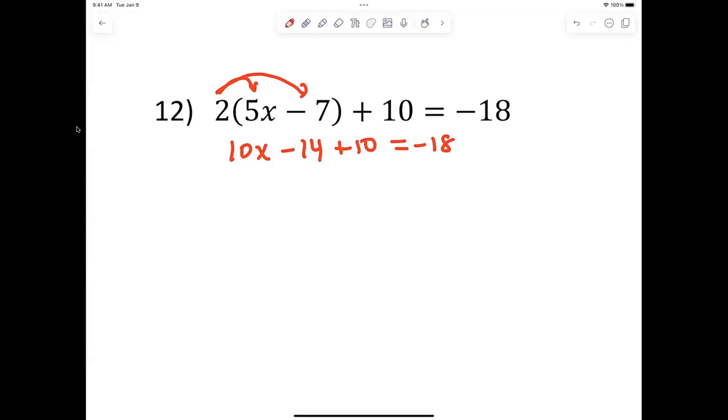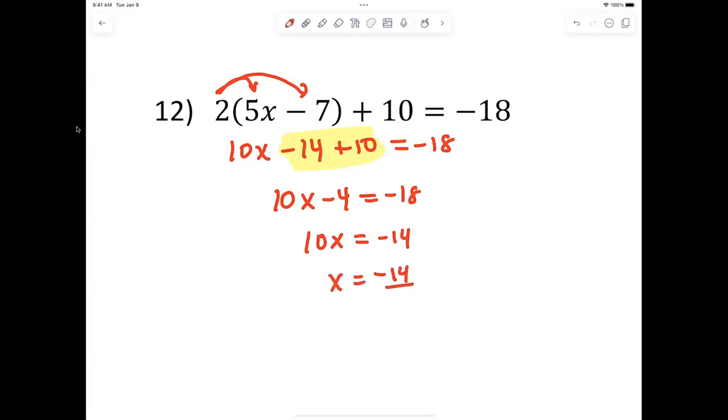Now, combine terms. Negative 14 plus 10 is what? Negative 4. So I have 10x minus 4 equals negative 18. Now I do what? Add 4, which is negative 14. And now I divide. So x equals negative 14 over 10, but that reduces to negative 7 over 5. Is everybody okay with that?